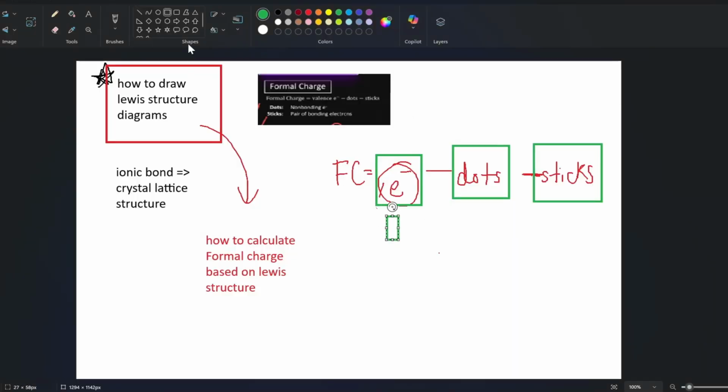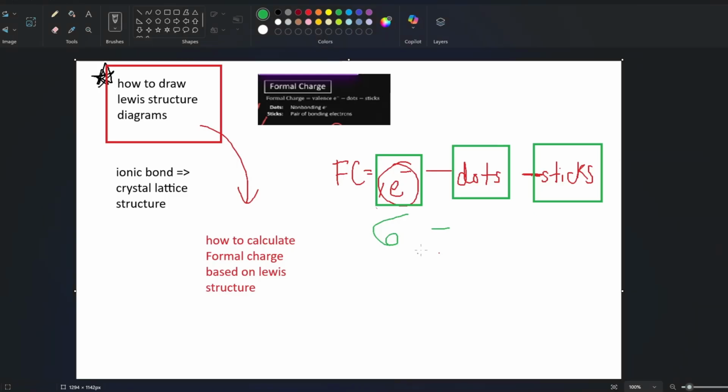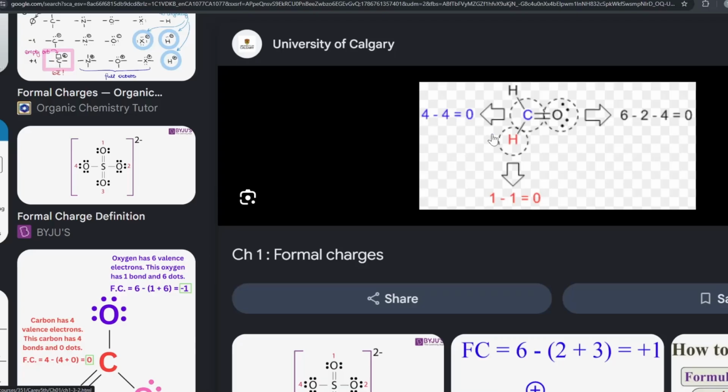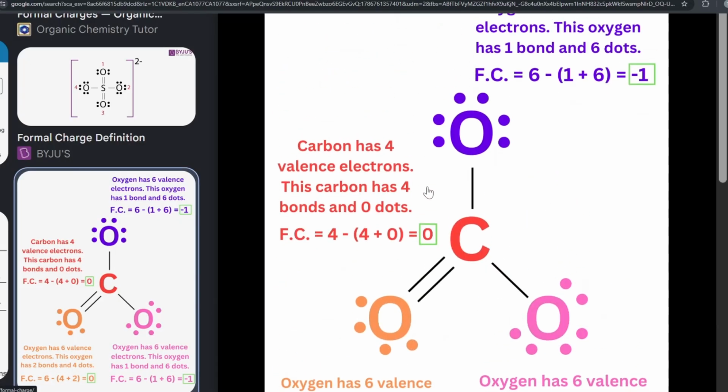So oxygen is 6. So oxygen was 6 minus dots. If you look at this picture, it has 4 dots minus the sticks, which is 2. So they swapped the formula a little bit. So it's 4 minus 2, but you should get the same answer, which is 0. 6 minus 4 minus 2 is 0. So the formal charge of the oxygen in this scenario is 0. It's not always 0. It depends on how many dots and sticks there are, right? So you need to be able to draw that.